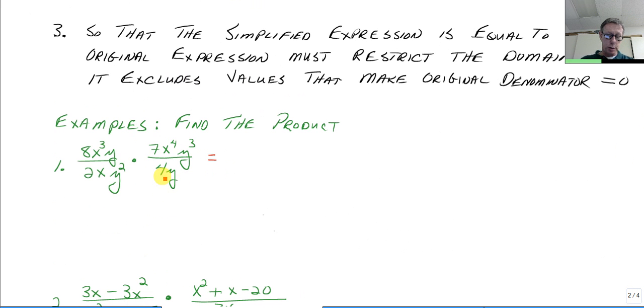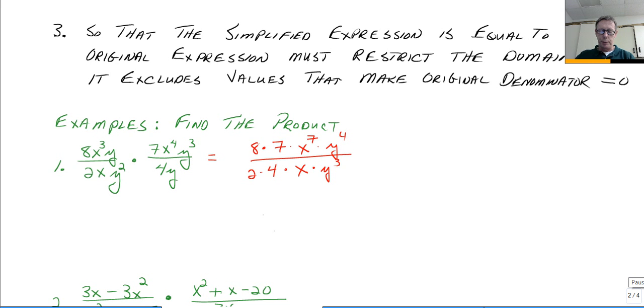So when I multiply across, what we're going to have is we'll have 8 times 7 that's 56. Now I'm going to go ahead and leave it in factored form because that's going to be easier for me to see what the factors are. So that's going to be 8 times 7. I have x cubed times x to the 4th, so that would be x to the 7th. The exponents add. Y times y cubed, and the exponents add there, so I would have y to the 4th. In my denominator, I would have 2 times 4. I would have an x that's not going to multiply by anything. And I have y squared times y, so that's y cubed.